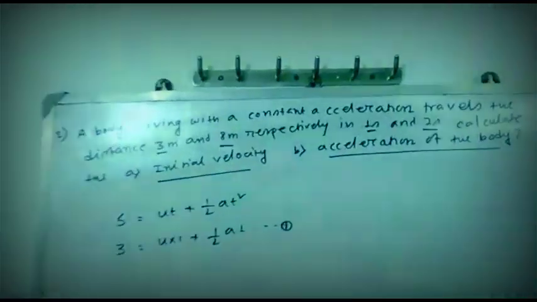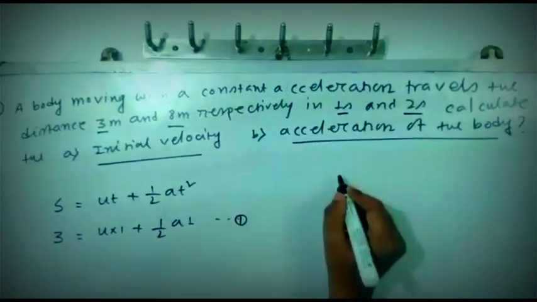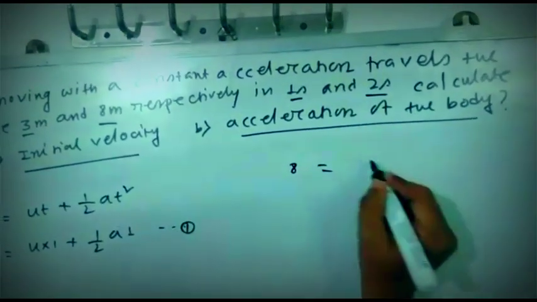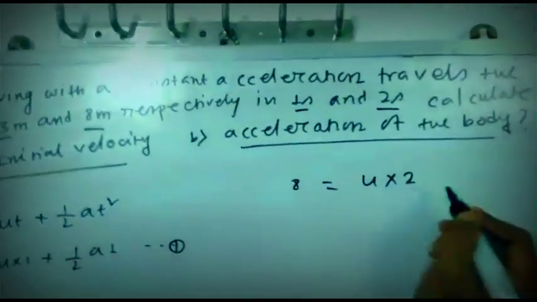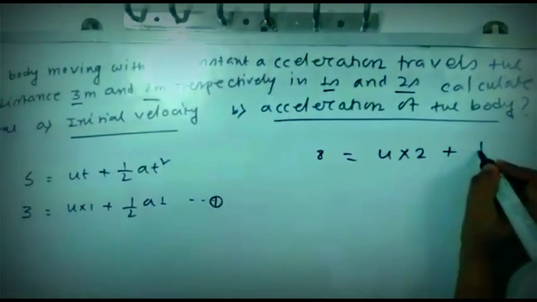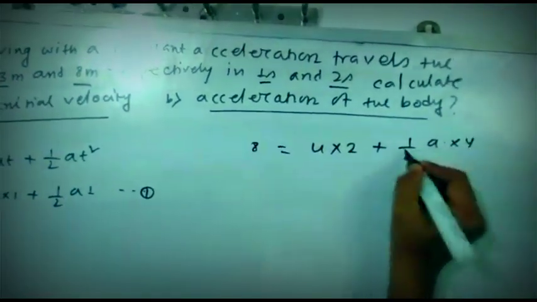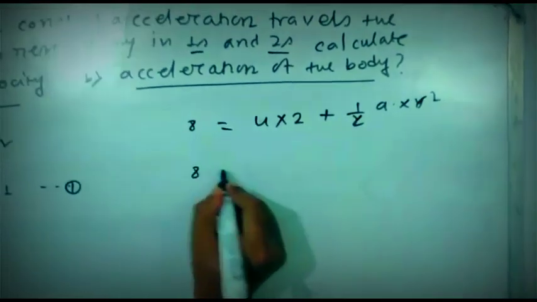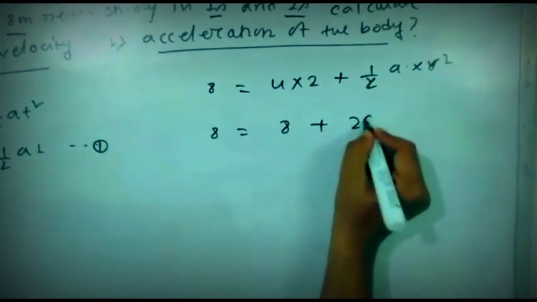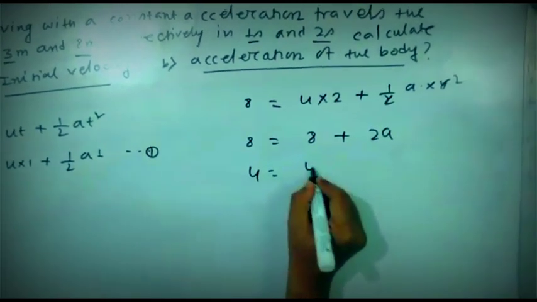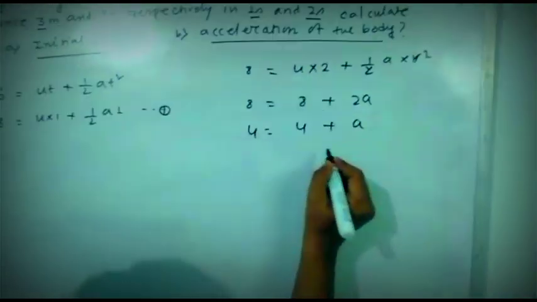According to the second case, when time equals 2 seconds, the displacement covered by the body will be what? 8 meters. So we can use once again the equation S equals UT plus half AT squared. S equals 8, and time equals 2. Half A times 2 squared means 4. So the equation is 8 equals 2U plus 2A, or we can divide both sides by 2, then the equation takes the form 4 equals U plus A.